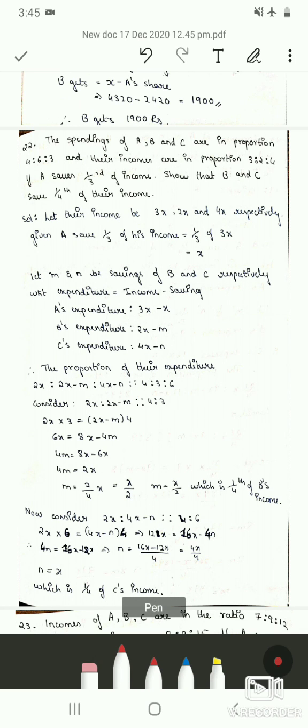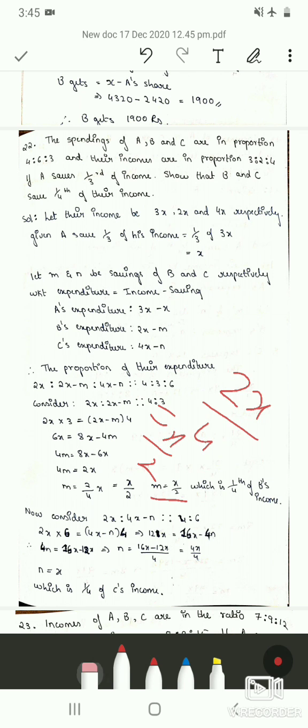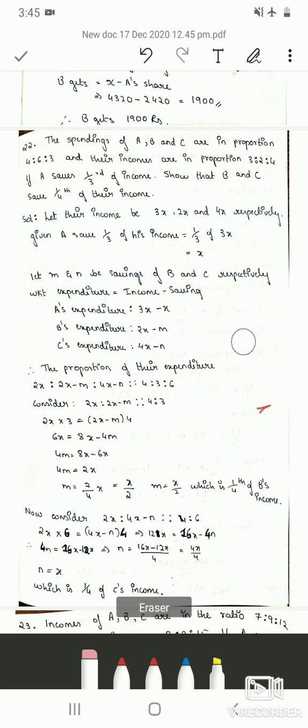So in the question we have seen, they have asked to show that B and C save 1/4 of their income. So income of B is 2x. So 1/4 of B's income is nothing but x/2. So we can see m is equal to x/2.